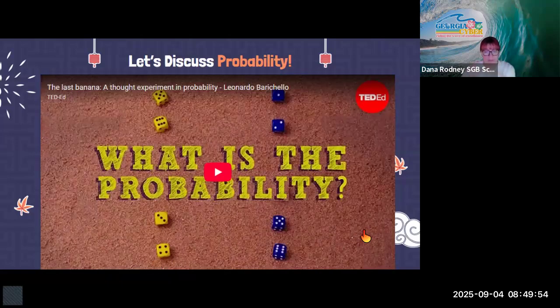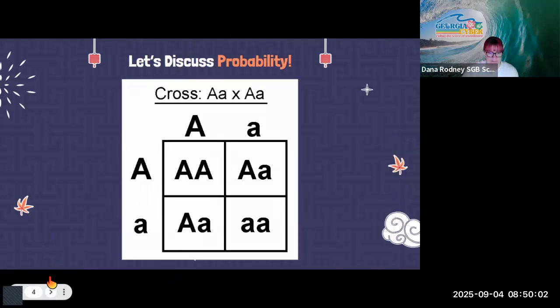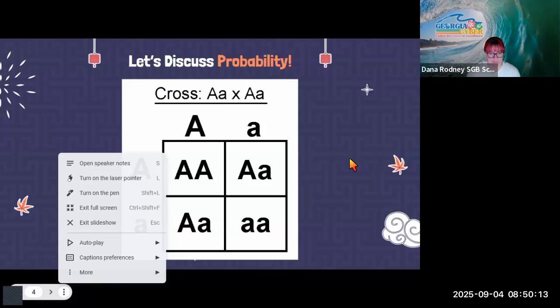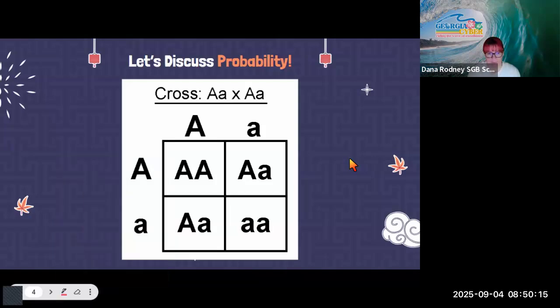Okay, guys. With probability, we're just looking at what is the chance something is going to happen. If we look at this Punnett square here, every time we have a Punnett square, we have 4 boxes: 1, 2, 3, and 4. Those 4 boxes all create one big square. They're all one part of the whole, so it's kind of like fractions almost.